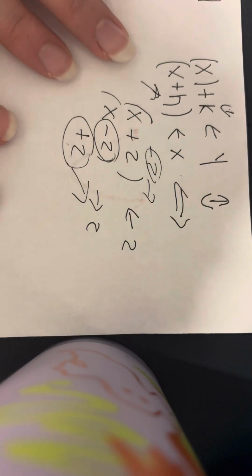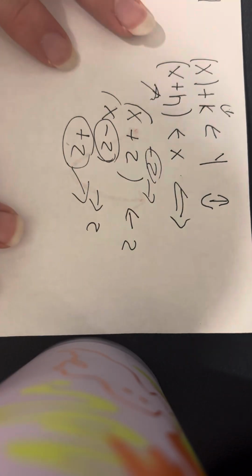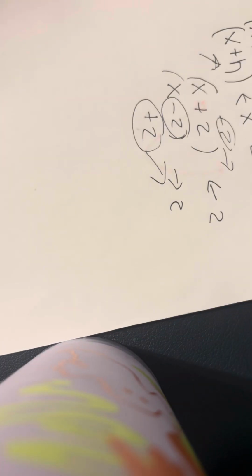But when it's outside of the X, you don't have to pull it out of the parentheses, so you don't have to do anything. So if it's a positive, it goes up. If it's a negative, it goes down. So that's why those matter.